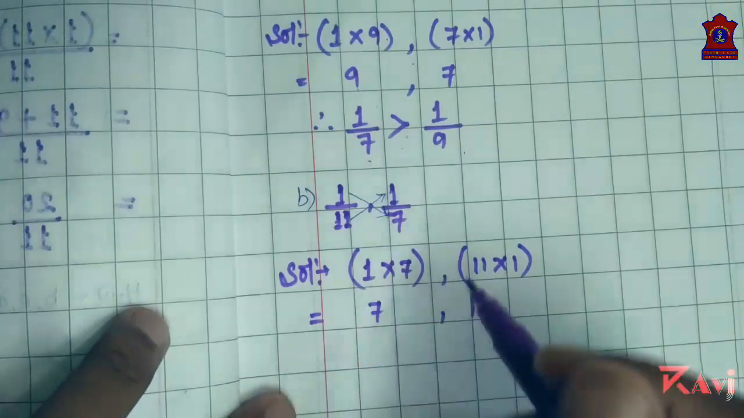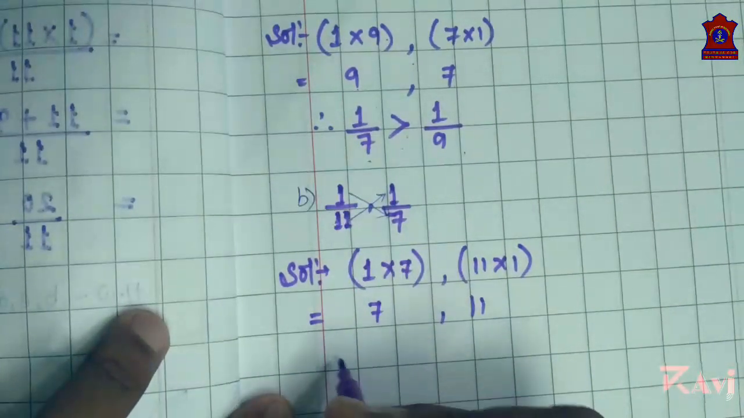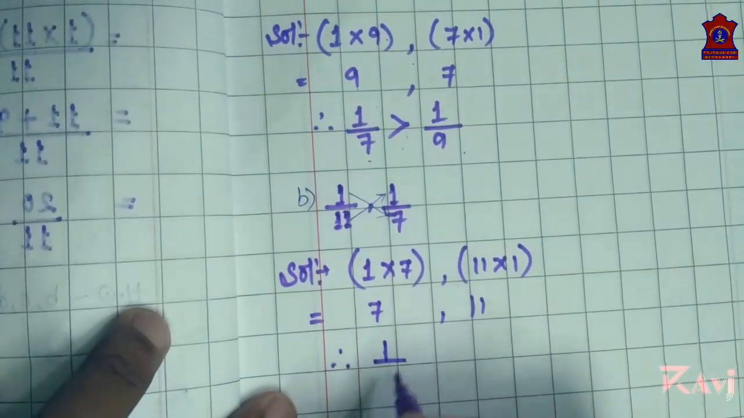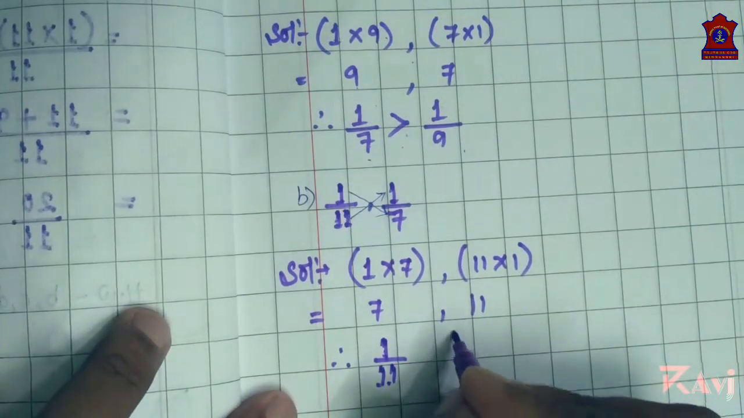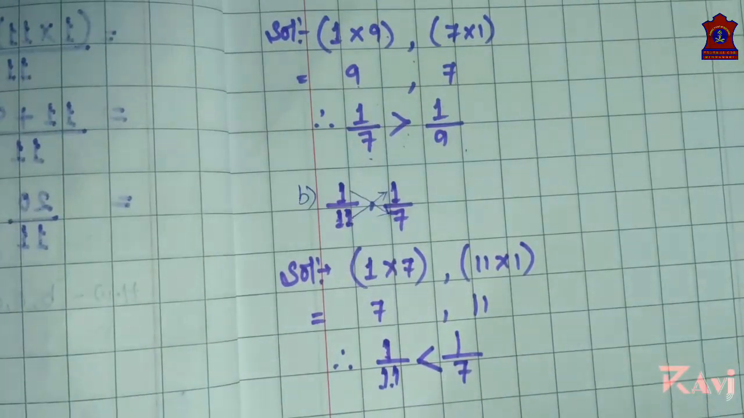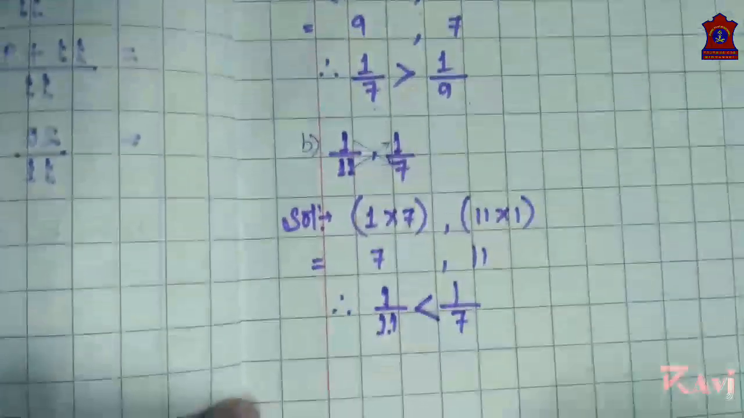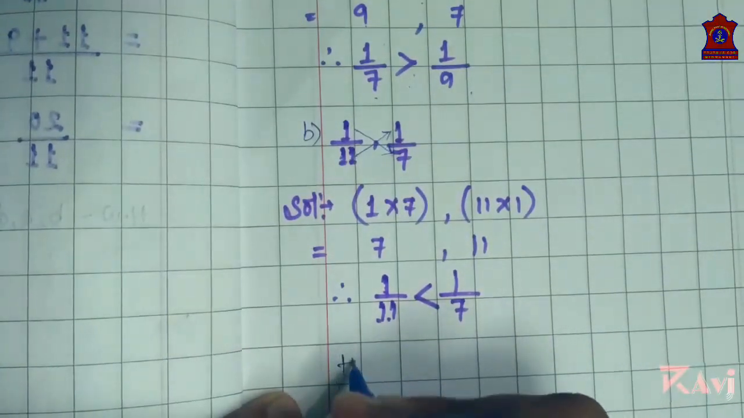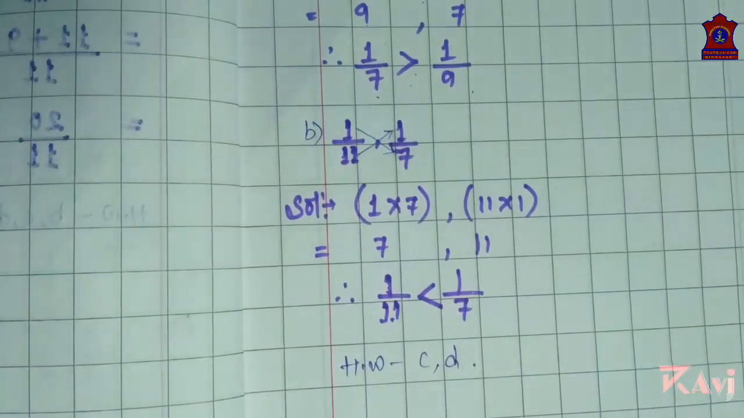Which side is greater? This side is greater, this side is smaller. Therefore 1 by 11 and 1 by 7, this is greater. You will be putting the greater sign. Okay, clear? So try question number C and D by yourself. Clear? Okay, now look at question number 2.